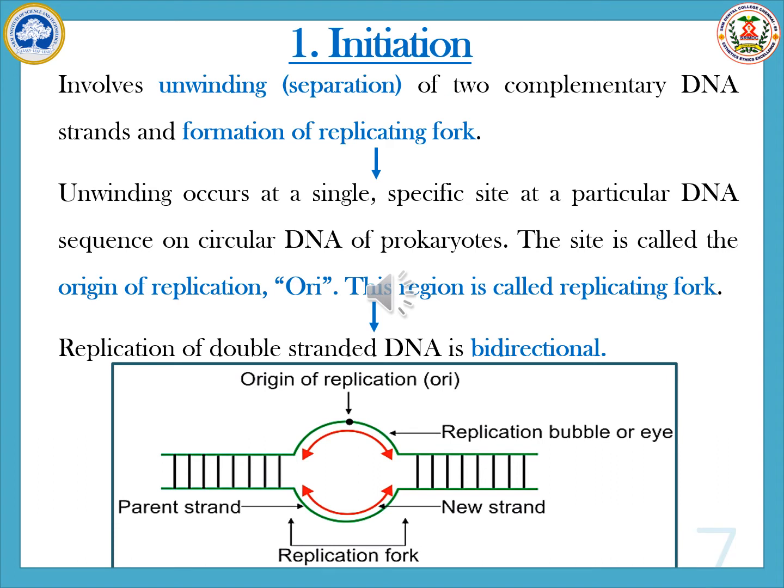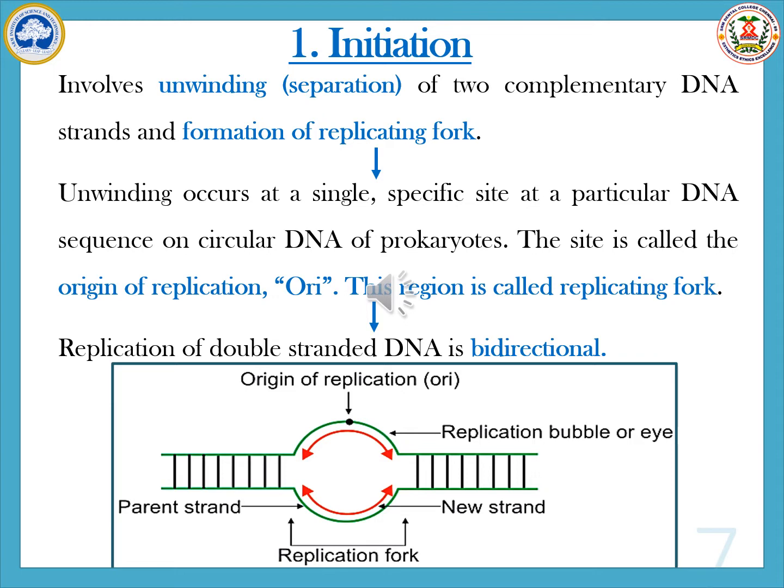Now we have come to the first stage of DNA replication, that is initiation. During the initiation, the complementary strands of DNA get separated or unwind, resulting in the formation of the replication fork. In the picture you could see the double-stranded DNA gets separated, resulting in the formation of the replication fork or replication bubble. The replication fork is like a bubble formation in between the double stranded DNA.